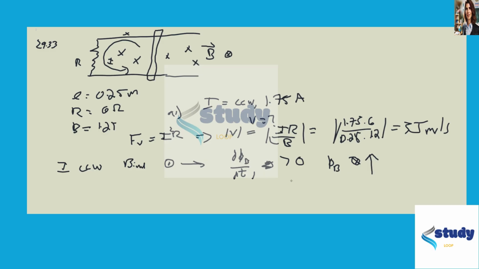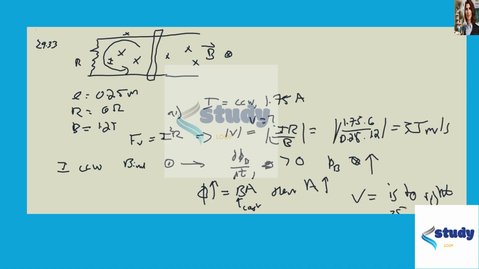Okay, so our flux is increasing, but flux is just B times A. If B is constant, then A has to be increasing. So V is to the right. 35 meters per second to the right.